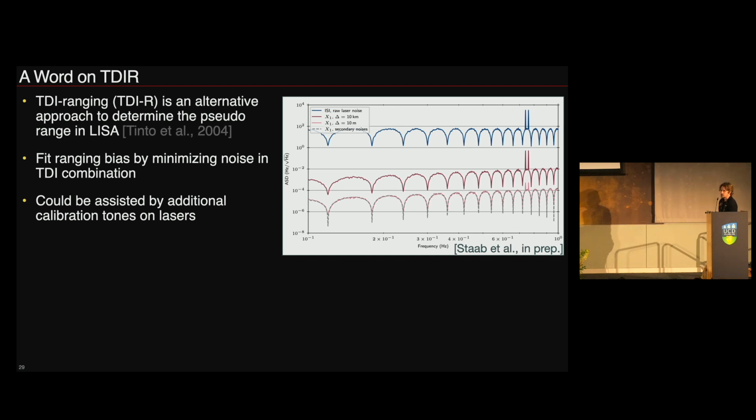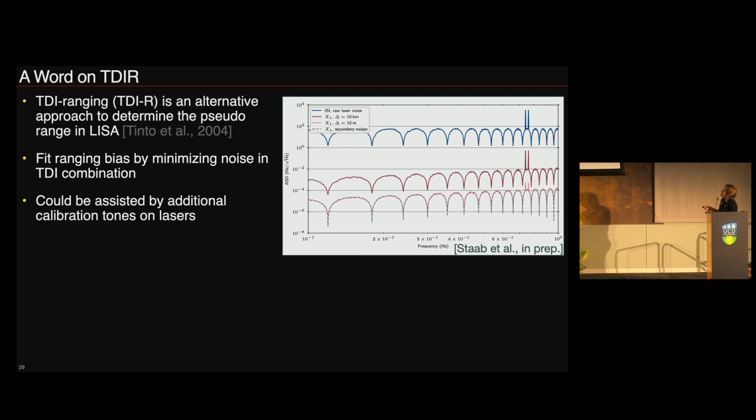Another thing I want to mention quickly is TDI ranging, which is an alternative or supplementary technique we can use to do absolute ranging between the spacecraft. The basic idea is just that the laser noise is only reduced if you use the right delays. So you can turn that around and minimize the laser noise by tweaking the delays to the right values.